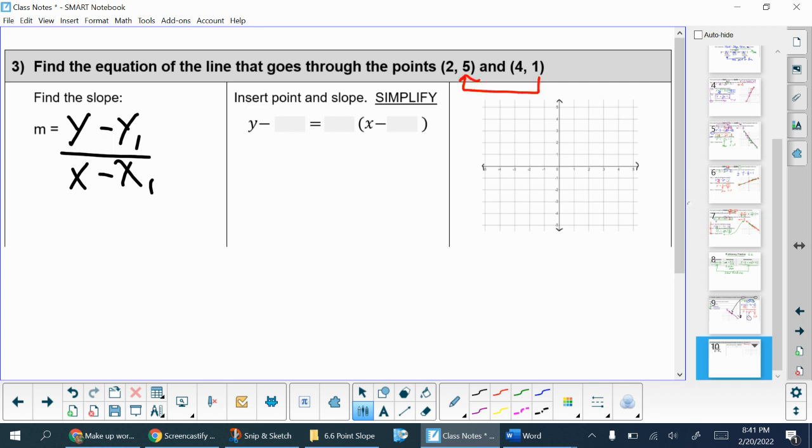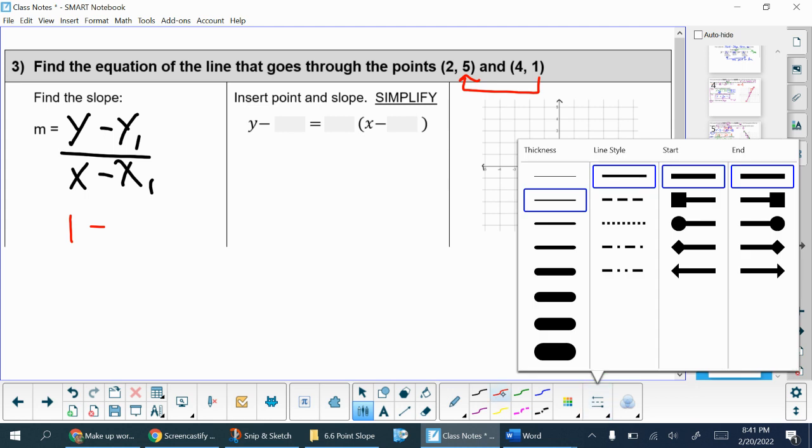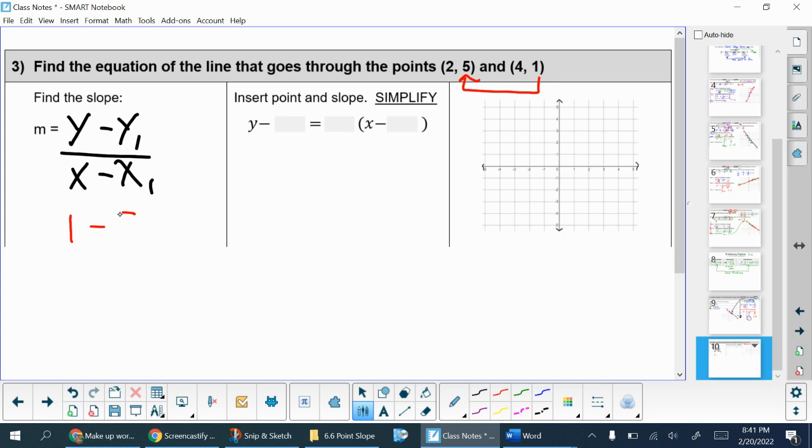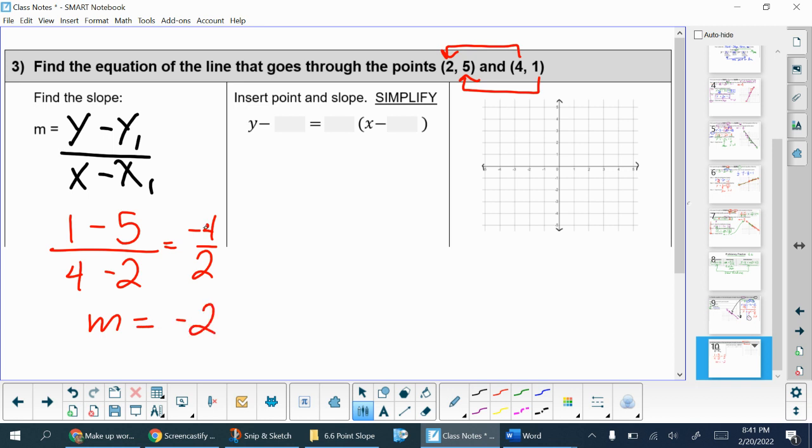I'm going to draw these arrows in. So the y's, 1 minus 5. And then the x's, 4 minus 2. And that gives me negative 4 on top, 2 on the bottom, and I want to simplify that to negative 2. 4 divided by 2 is 2, and since one of them is negative, it's negative 2. So I'll put negative 2 in for my slope.